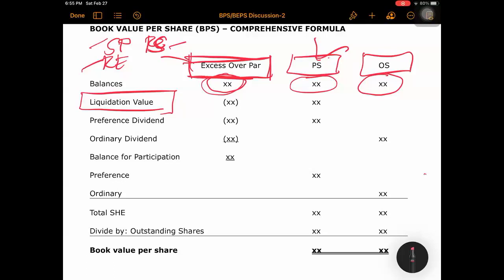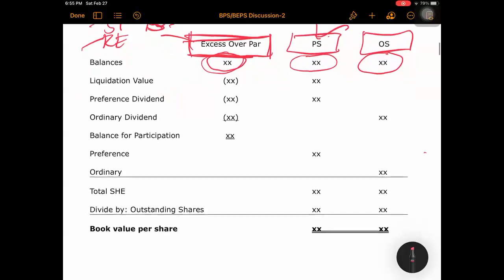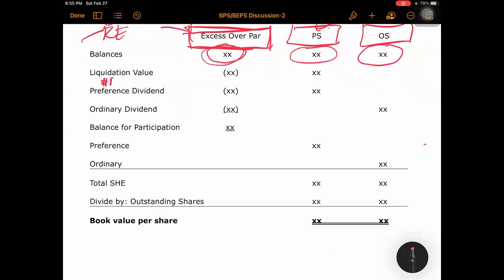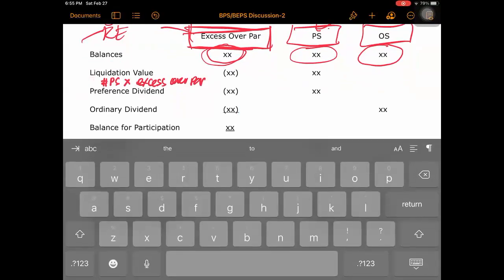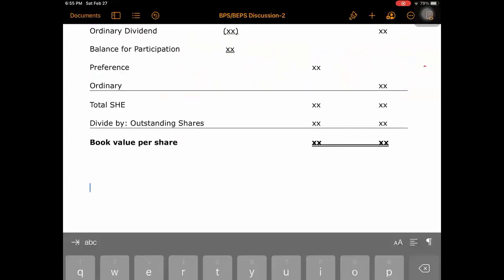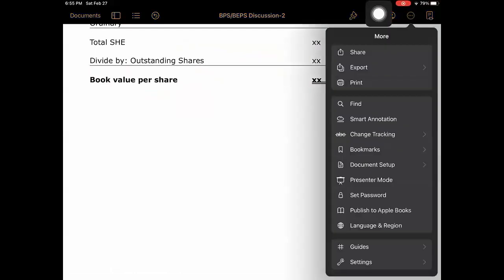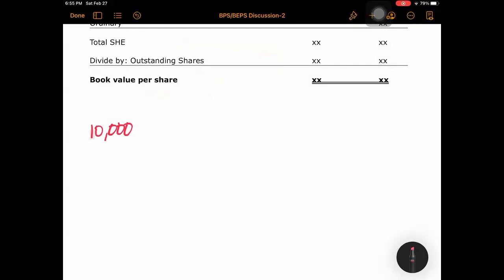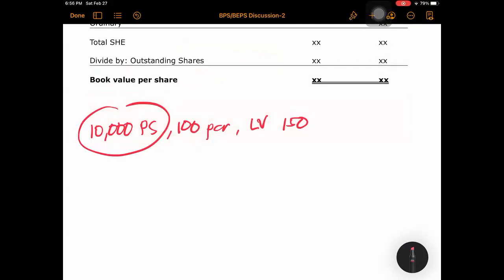So the liquidation value is computed as number of preference shares times the excess of liquidation value over par. Let's say, for example, you have 10,000 outstanding preference shares, tapos ang par 100, then naa sa liquidation value of 150. To compute the liquidation value, just multiply the number of shares by the excess of liquidation value over par. So there's an excess of 50 pesos, then 10,000 preference shares times 50.